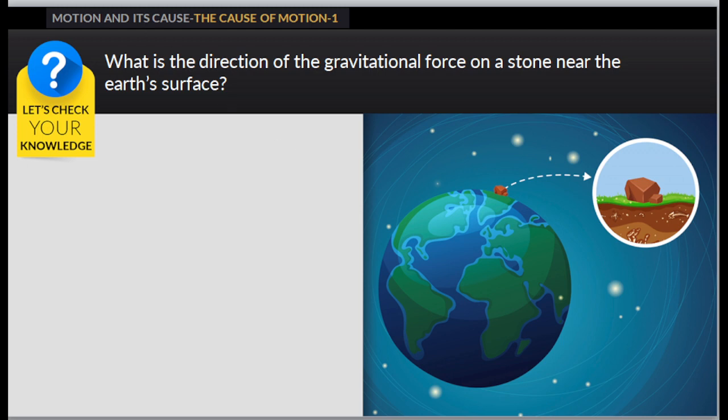And now there is a question: what is the direction of gravitational force on a stone near the Earth's surface? Now we know the gravity acts towards the center of the Earth. So the direction will be towards the center of the Earth. That is the gravity.